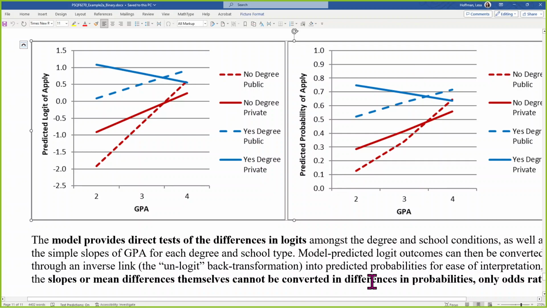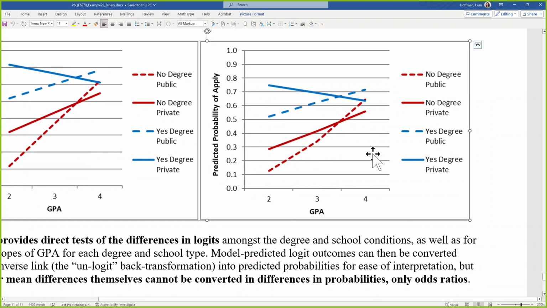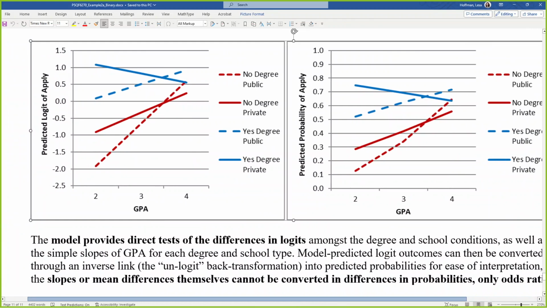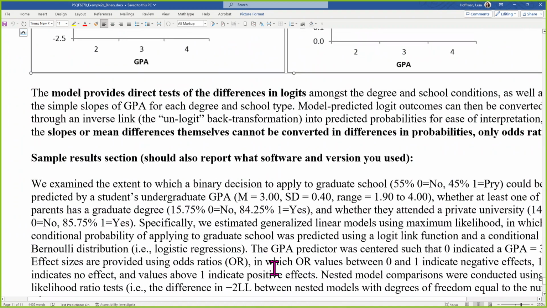So what I would give your reader is the plot on the right. But you have to be careful to understand that just because these lines are nonlinear, that's because of the transformation into probability space. It's still a linear relationship between GPA and the outcome. That's it. And here's some words.